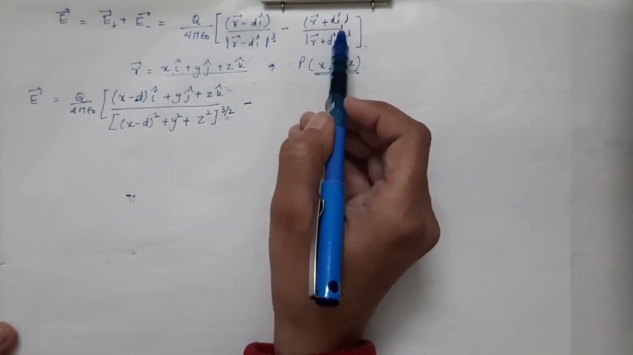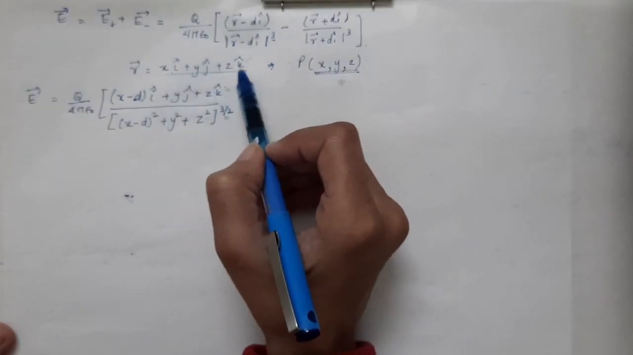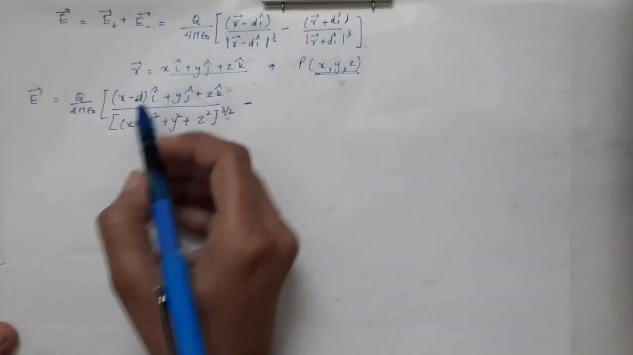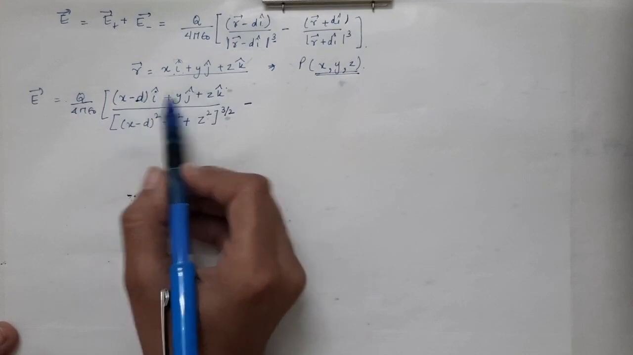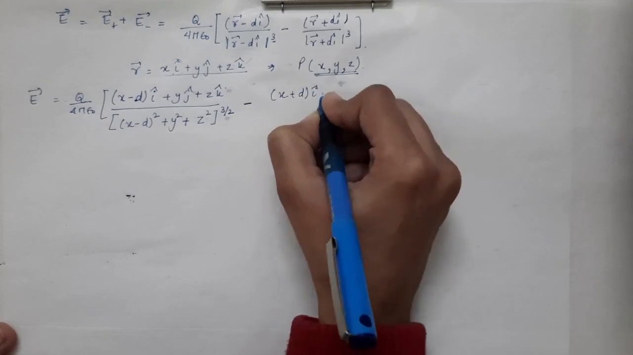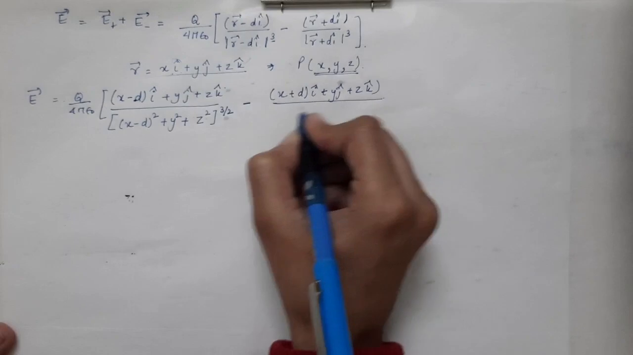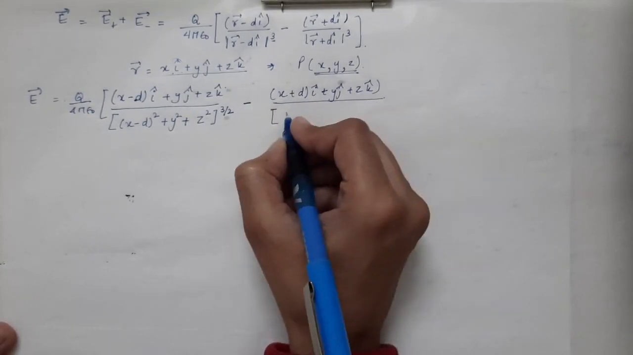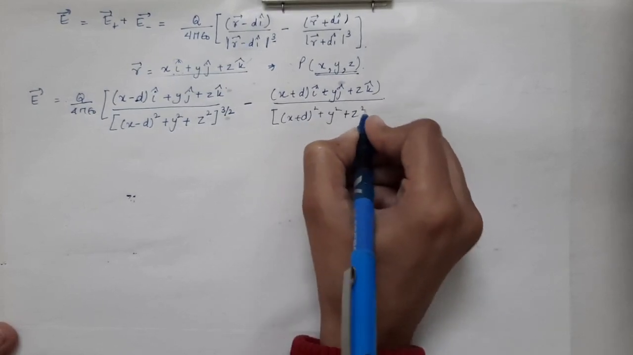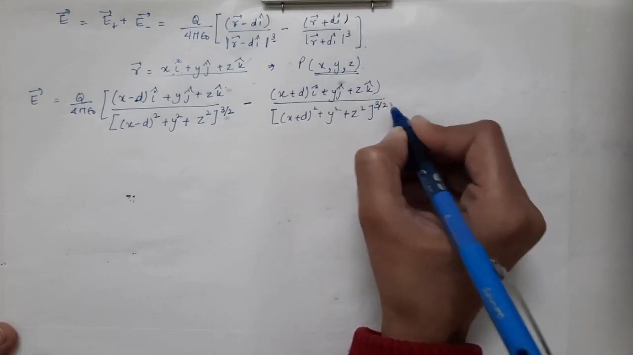Minus of this fraction, so here also we will put r vector as x i cap plus y j cap plus z k cap. So x i cap will club with plus d i cap. So in the first term we got x minus d. Now in the second term we will get x plus d i cap plus y j cap plus z k cap. They will remain as they are, divided by the magnitude. Now we have to find its magnitude. That will be x plus d whole square plus y square plus z square, power 1 by 2, and the cube will remain as it is. So we will get 3 by 2.